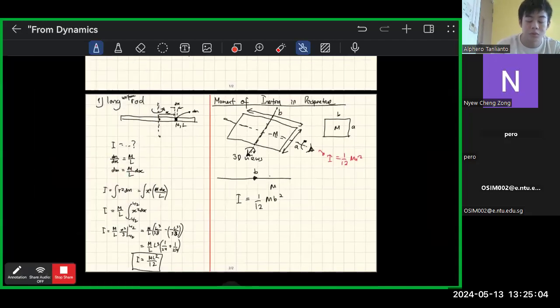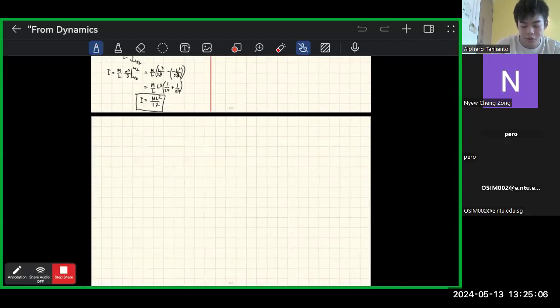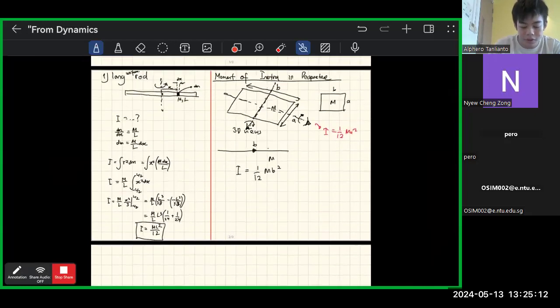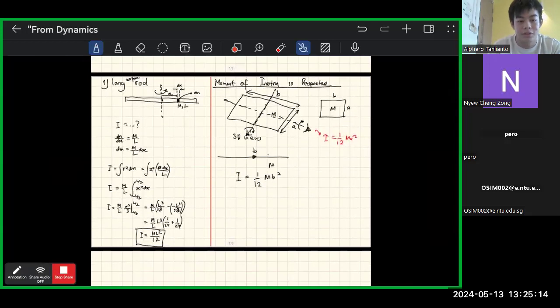If not, we'll continue to the other concept, which is the parallel axis theorem and perpendicular axis theorem. If you guys have any question, you just ask.